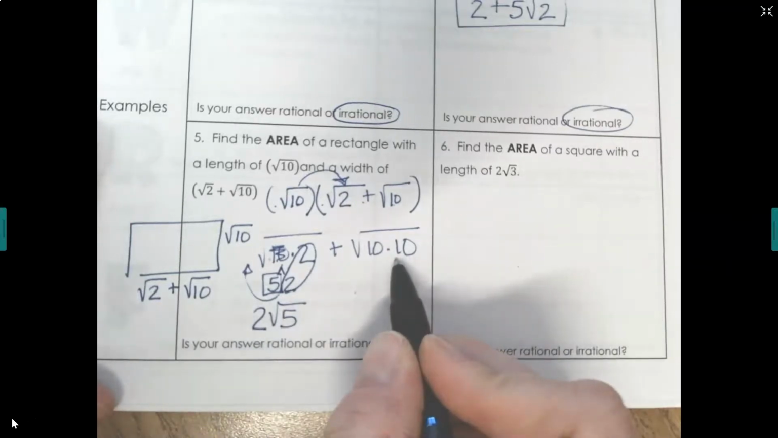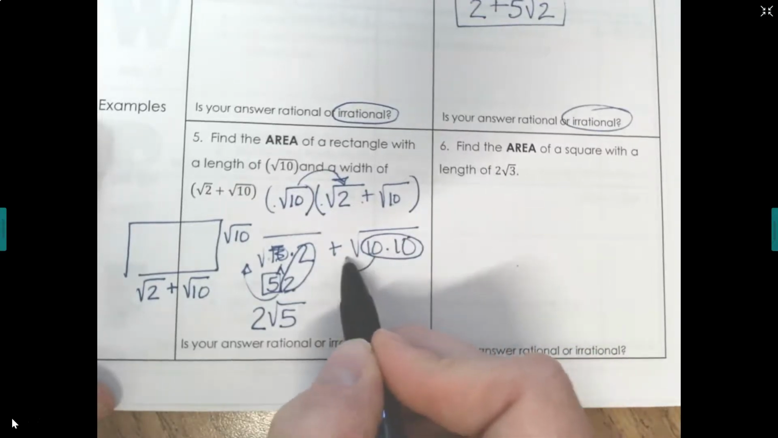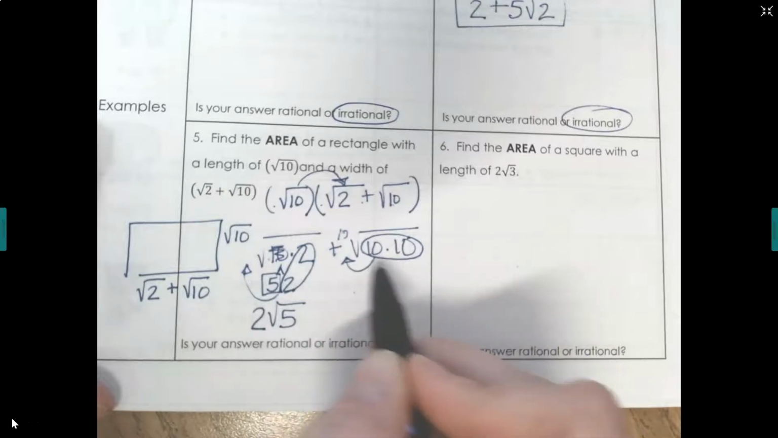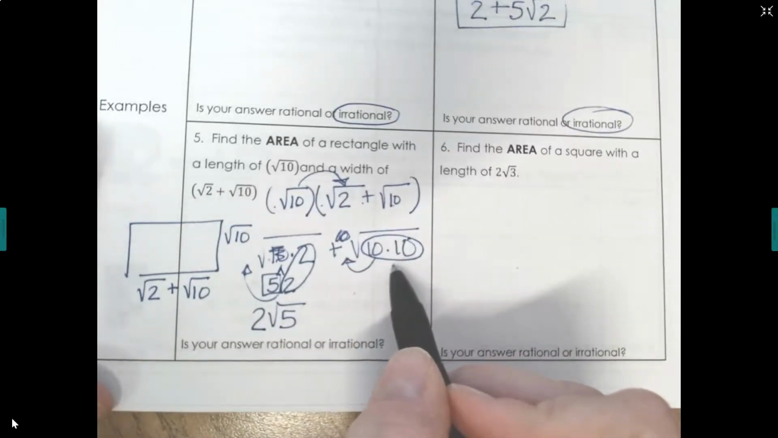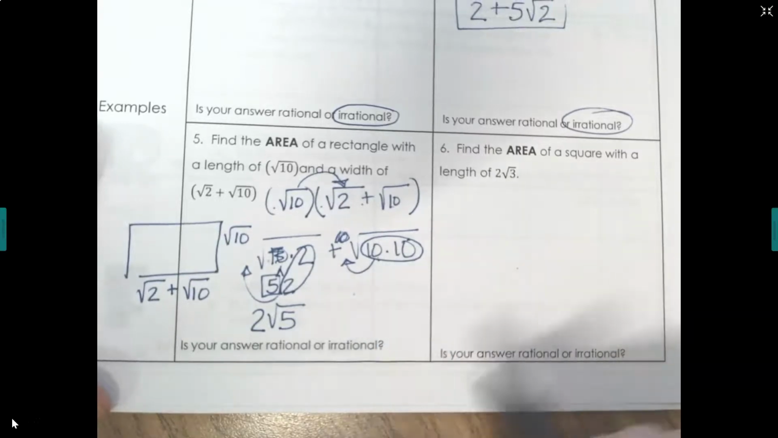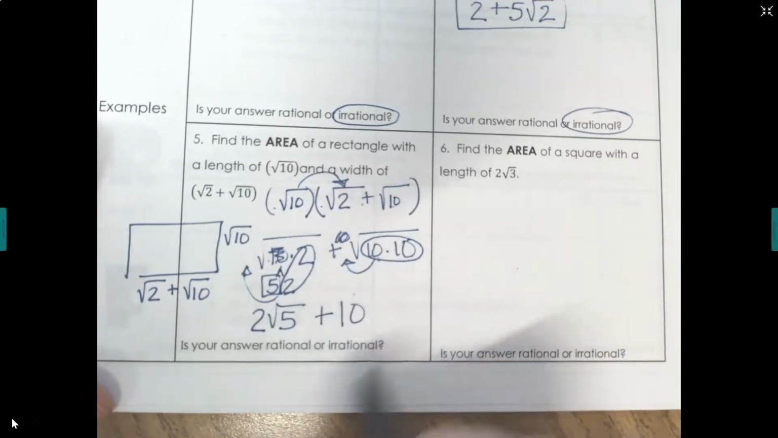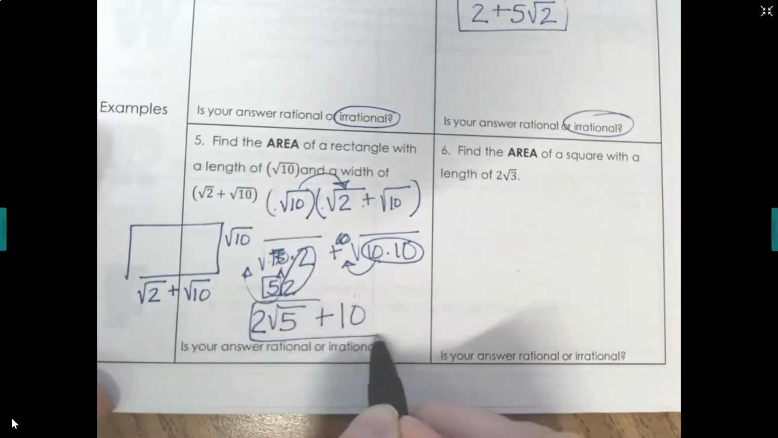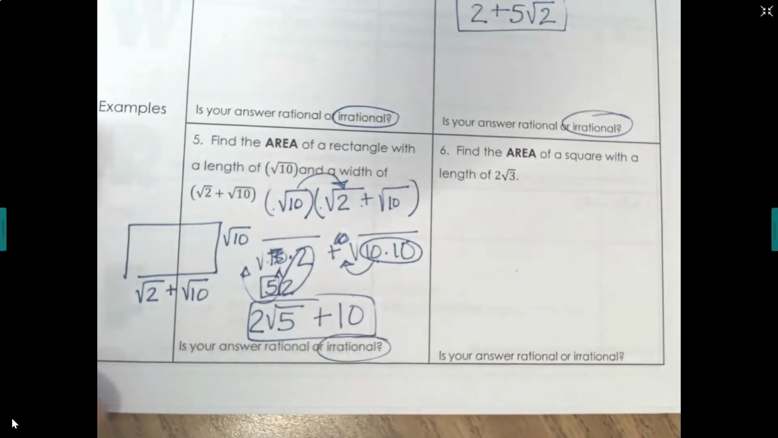On this radical, I have a pair of 10's. Whenever you have a pair, you can bring one out. And there was no single terms left behind. That means this was a perfect square because the side lengths were the same. And the radical is going to go away. So it's just plus 10. Simplest radical form still has a radical, irrational.